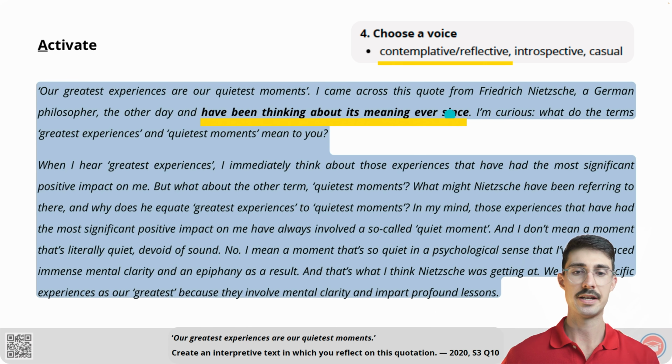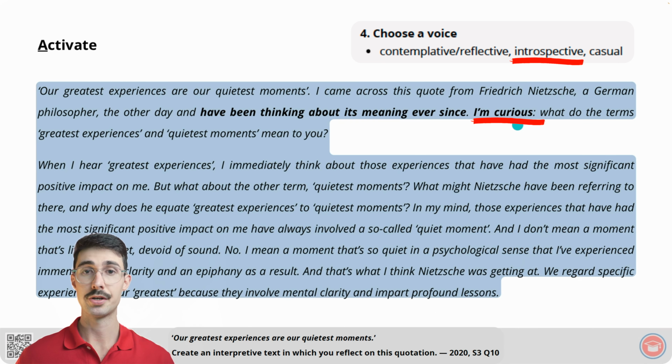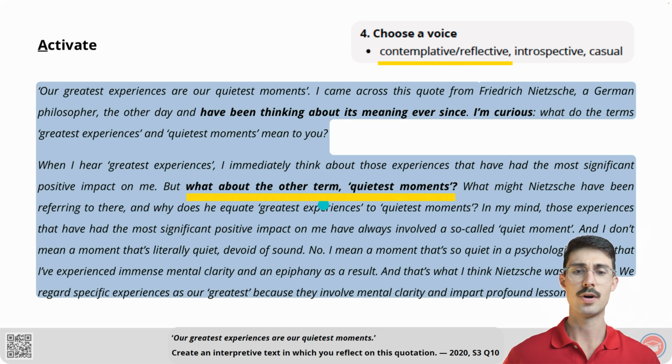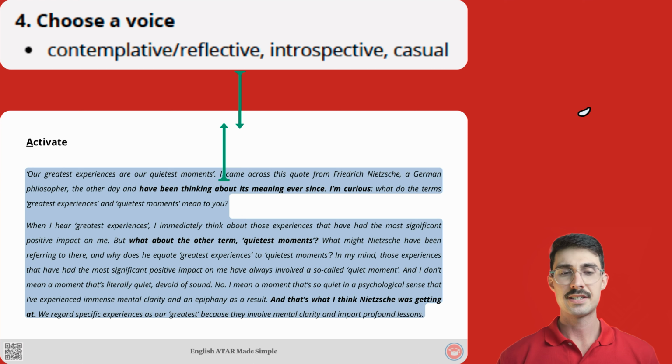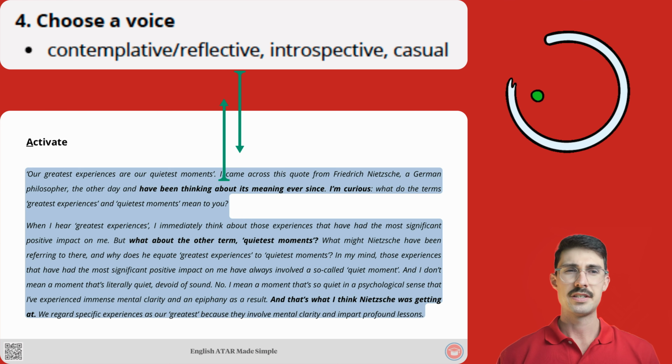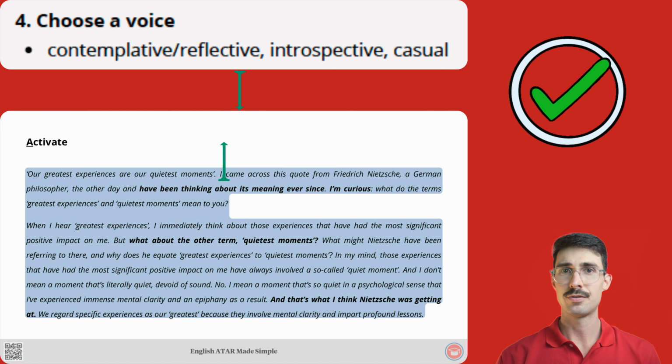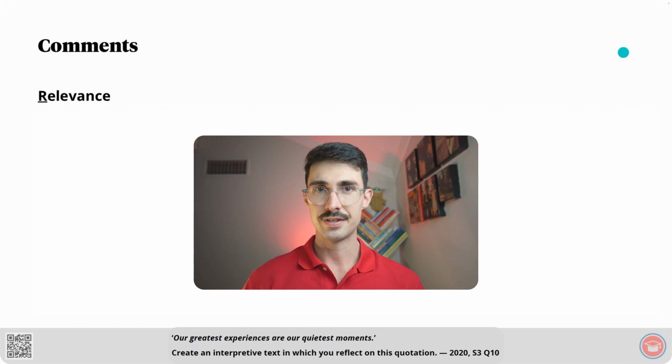Have been thinking about its meaning ever since. I'm curious. What about the other term, quietest moments? And that's what I think Nishiki was getting at. I think it's fair to say this stuff in bold on the slide is effectively portraying the voice I planned for in my plan. Turning to the relevance section.